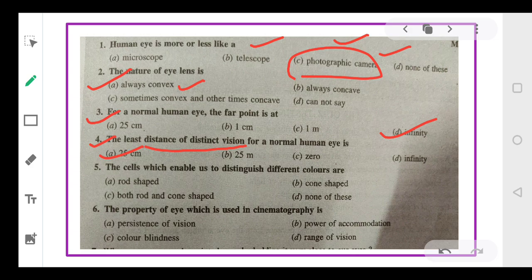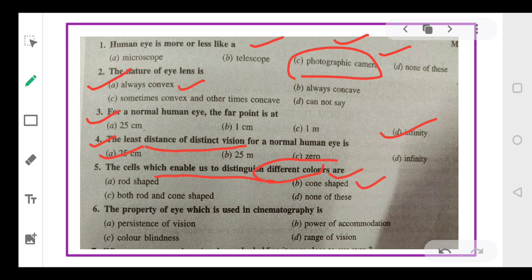Next, the cells which enable us to distinguish different colors. Just imagine, where are the cells present that help in identifying colors? Yes, everyone, think. Where is the image formed? That's the biggest hint I can give you. Where is the image formed? Image is formed on the retina, right? So the cells which help to distinguish different colors: colors means cone cells. Okay, they are cone-shaped cells.